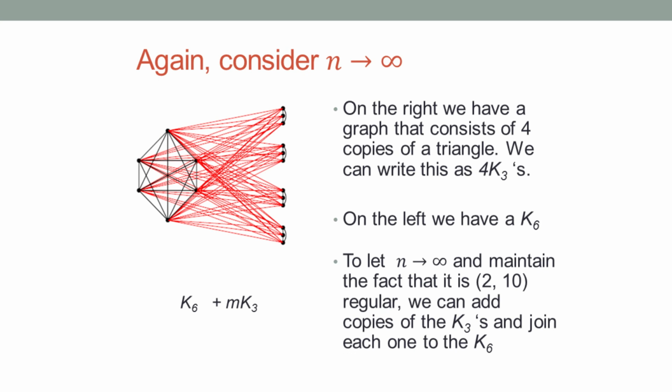So this was the first example we had, where it was 2,10 regular. And we know that this is a K6, as it was written, plus 4 copies of a K3. Again, we can let the number of copies of the K3 increase in order to grow the graph. And then once again ask, in terms of m, in the general case, what is the clustering coefficient of this graph?